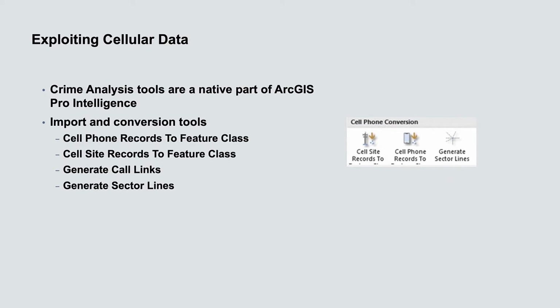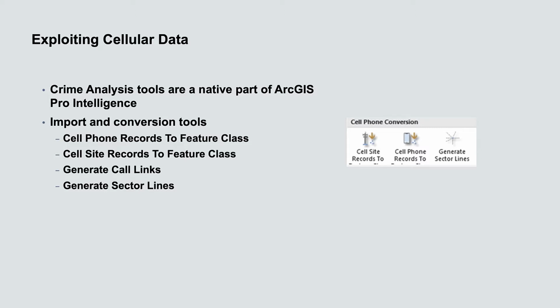And then finally, we'll talk a little bit about exploiting cellular data. The big provider of the cellular analysis tools is coming from our crime analysis and safety tools, which is a native part of ArcGIS Pro Intelligence. And we actually have a couple of important conversion tools that exist out there. We can see those there. Really what these tools do is help us import, analyze, and find those necessary patterns existing inside those cellular data records, and helps us get to a point where we can find the necessary piece of information that really helps tie an investigation together.